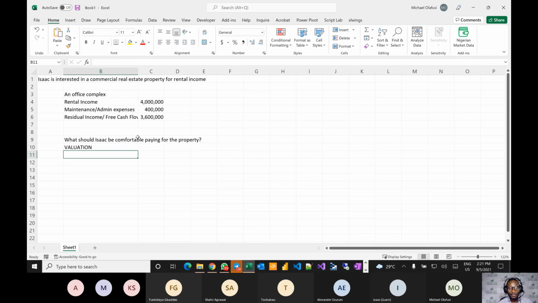Okay, so now this property that we are valuing, there are two common ways of doing this valuation. There's what we call company comparatives.